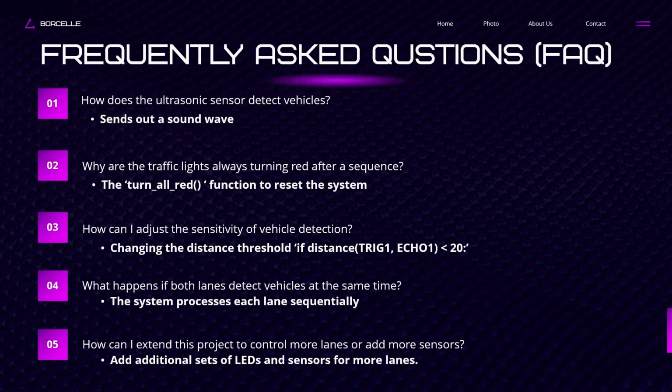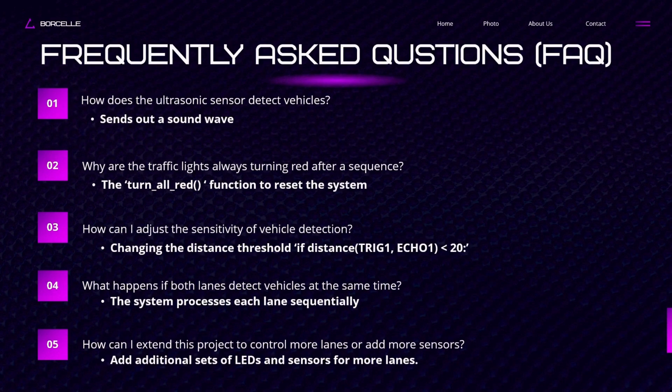And the third question is, how can I adjust the sensitivity of vehicle detection? The sensitivity can be adjusted by changing the distance threshold in the traffic light sequence and main loop functions. For example, modifying the condition if distance of sensor 1 echo 1 is less than 20, where 20 is our distance, allows you to change the 20 cm threshold to a different value.